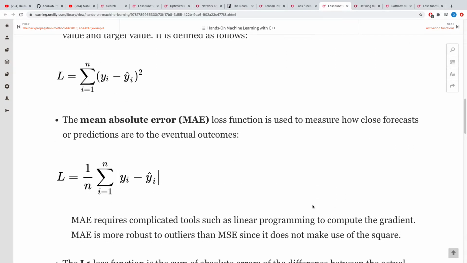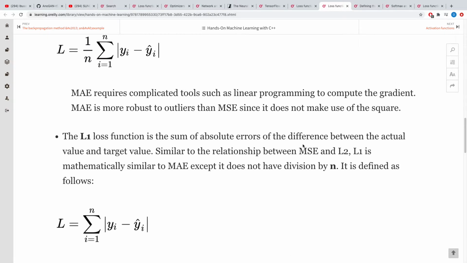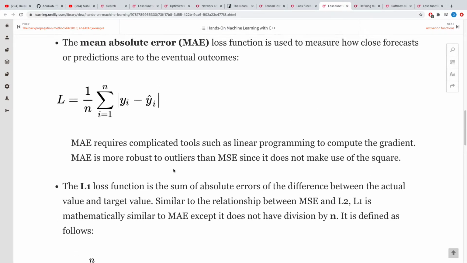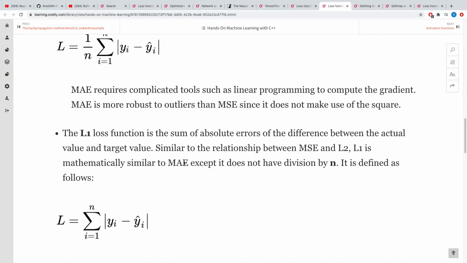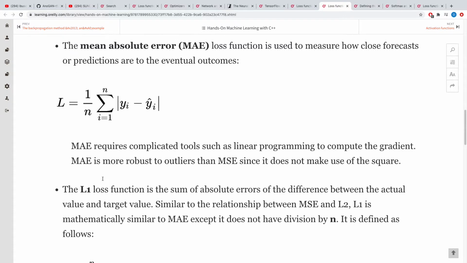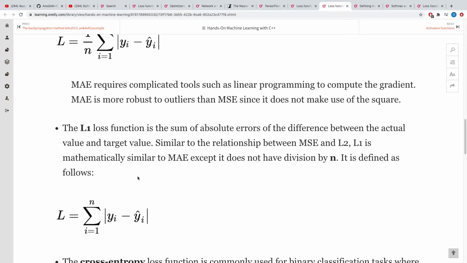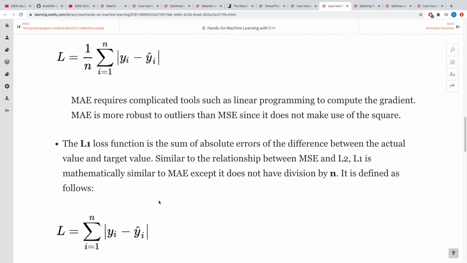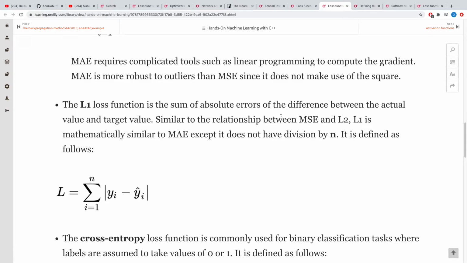So we talked about the L2 loss function. Now we also have the L1 loss function. The L1 loss function is the sum of the absolute errors of the difference between the actual and the target value. Let's see what makes the difference between L1 and L2. L2 is squared, but L1 is not squared. The difference between L1 and mean absolute error is the normalization, and just some subtle differences here and there. Some put square, some put absolute, some normalize. So it's the sum of the absolute errors of the difference between the actual and target value, similar to mean absolute error.